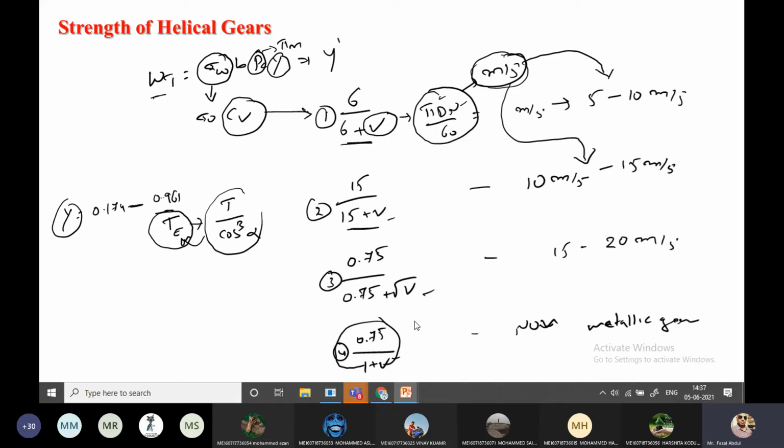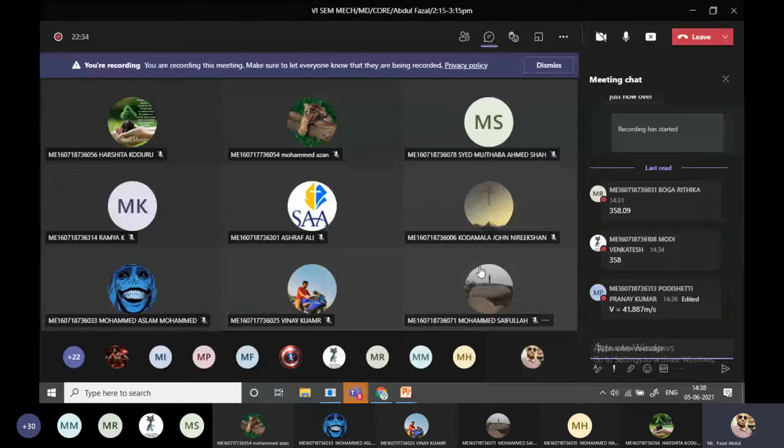Can anybody guess, Bob? Please, anybody can guess which one is suitable. See the screen and tell me the Cv value. Are you listening to the class, Babu? Which one is suitable?